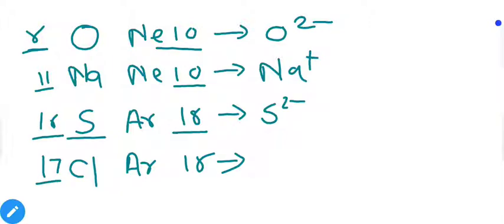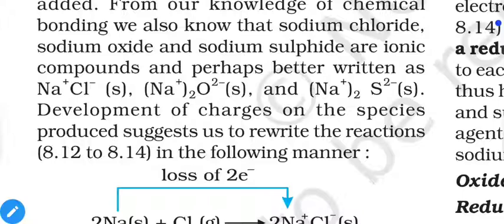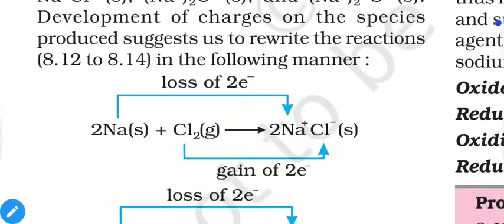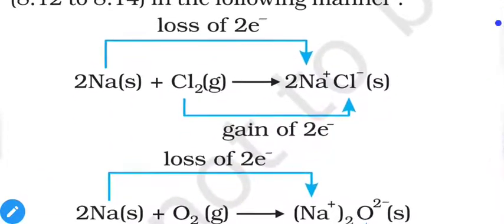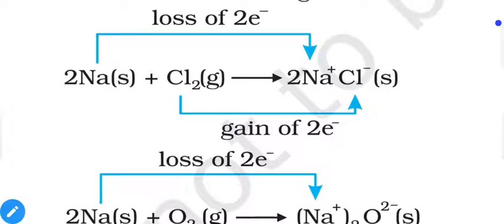Similarly, for the 17th element, chlorine, we need 18 electrons to get a noble gas-like electronic configuration. That's why chlorine carries a -1 oxidation state. So that's why these charges are mentioned: Na+, Cl-, O2- and S2-. Now as we see the step-by-step reactions, for each and every reaction we have electron loss and electron gains. In case of the first reaction we have sodium atoms and chlorine gas.